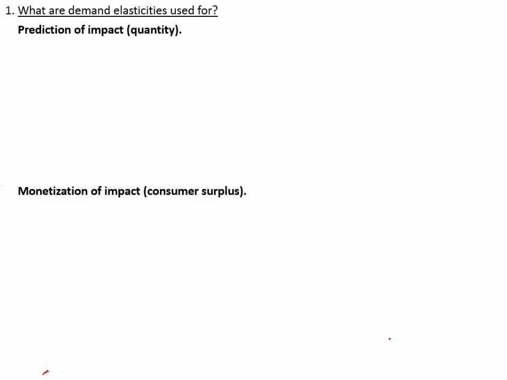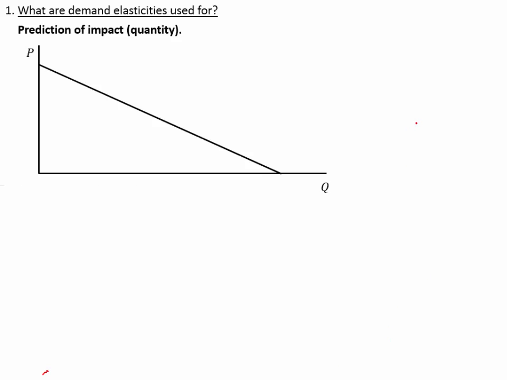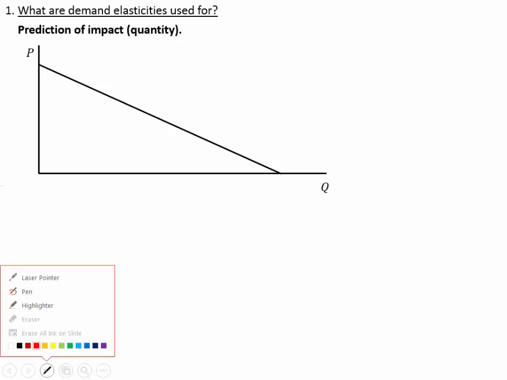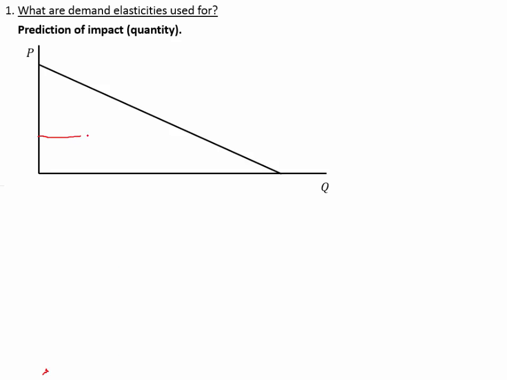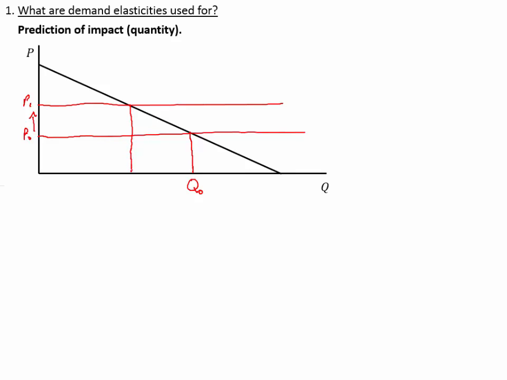So, let's talk about prediction. Suppose we have a policy that we believe is going to increase the price of a good from some initial level, which we'll simply call P0, to some new higher level, which we'll call P1. Now, you already know that we're going to predict a decrease in the quantity of this good that is produced and consumed from Q0 to Q1. We'll call that delta Q.